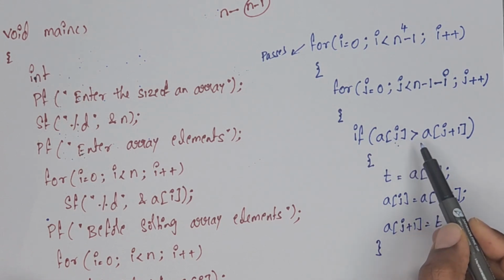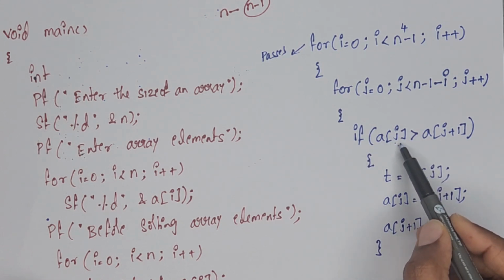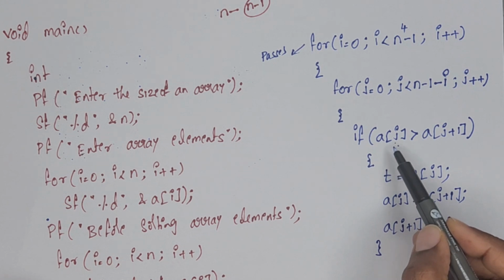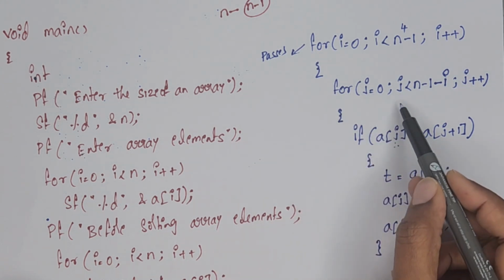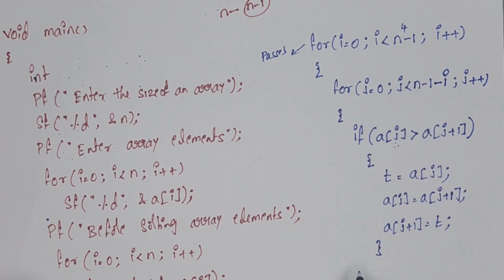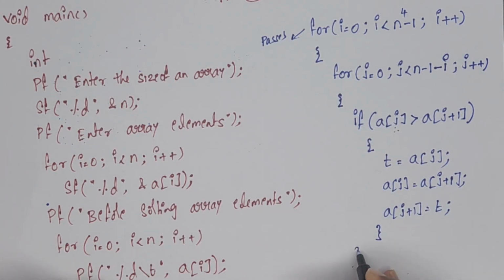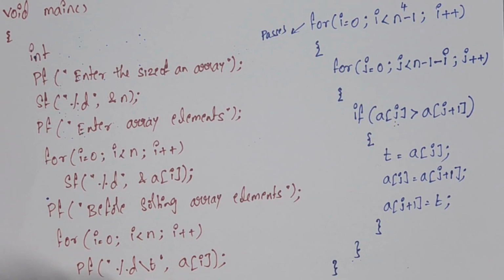If at all the condition is false, if a of j is not greater, then simply it will skip this, means it will exit from this if condition and increment j value by 1. Okay. Close j loop and close i loop also.